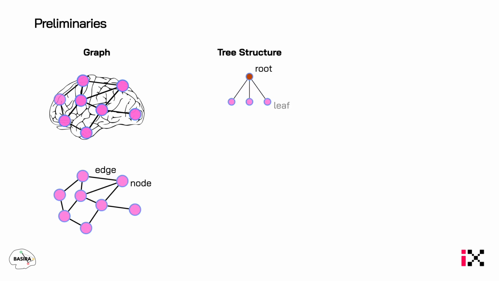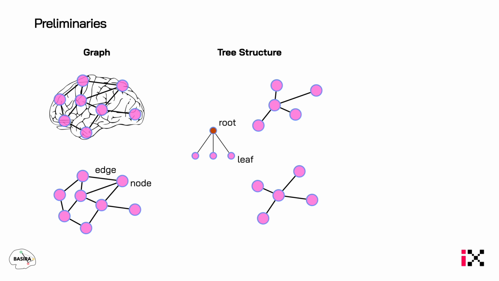In the tree structure, we have a root node and leaf nodes. Within a graph, a tree-structured subgraph can take on various shapes and configurations. For example, the green node and the blue node in the graph have a tree-structured graph like these.